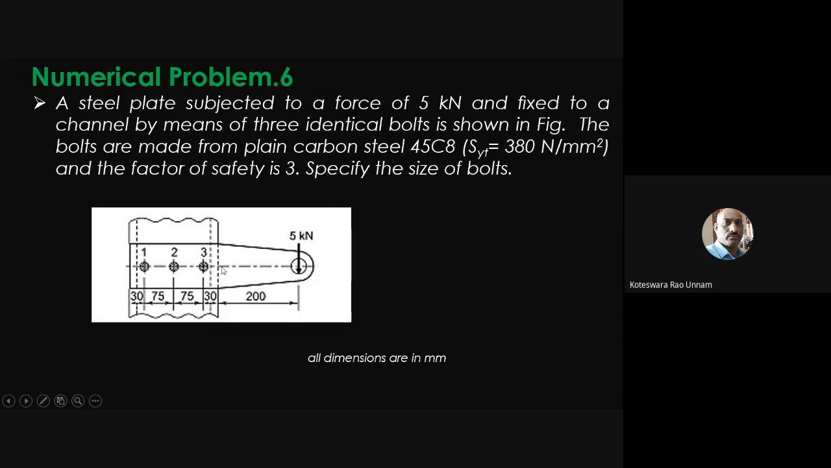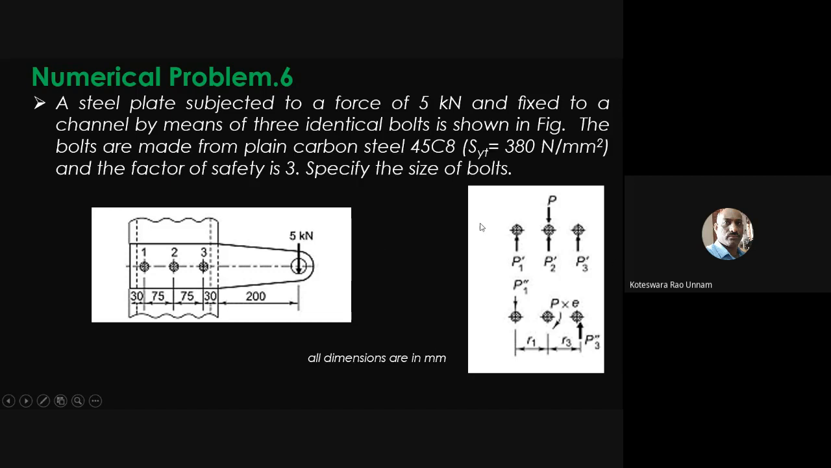So I have primary shear force, I have secondary shear force, then I can find out the resultant. From that I'll calculate the shear stress in bolts. Once I calculate the shear stress in the bolt, I can find the diameter of the bolt just by equating the shear stress to the allowable shear stress. Okay, so for that, first you need to calculate. This is the free body diagram for all the bolts. All the bolts are subjected to the primary shear forces P1 dash, P2 dash, P3 dash.